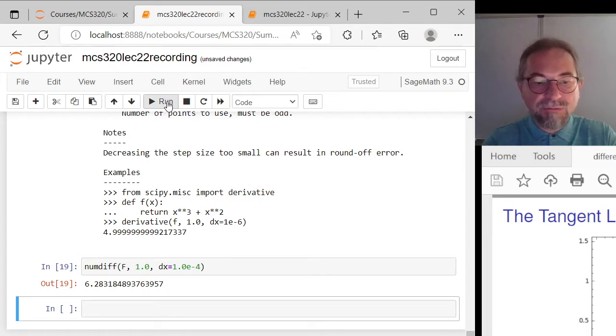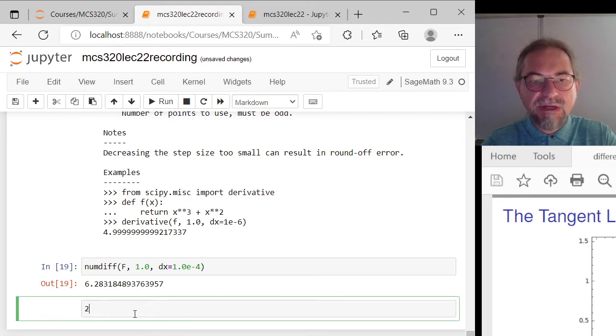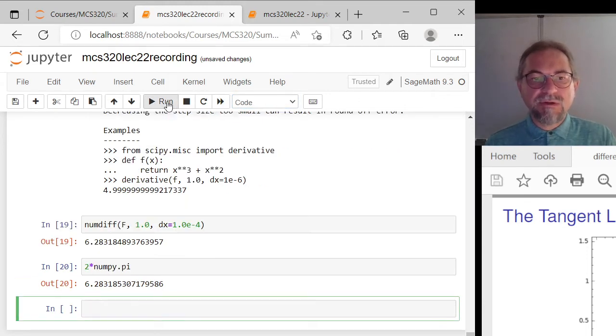Why was I not believing this? Well, I remember our symbolic exercise. So the exact value is 2 times pi. So I will use the pi from numpy. So you can see that this is my first numerical approximation.